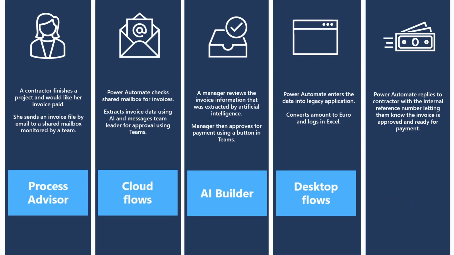And if we were to look at the features of Power Automate, loosely they can map like this. So we can say that Process Advisor is the product that you would use to map out the business process, to work out what needs to be automated. You would use Cloud Flows to then monitor the mailbox using the Outlook APIs and the Teams APIs to post into those products. AI Builder is what is extracting the data from the invoice, and a custom AI Builder model that we will build during this course. And then Desktop Flows kick in to input the data into the legacy application.